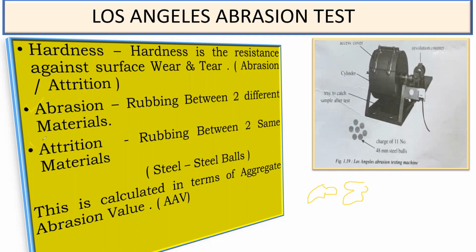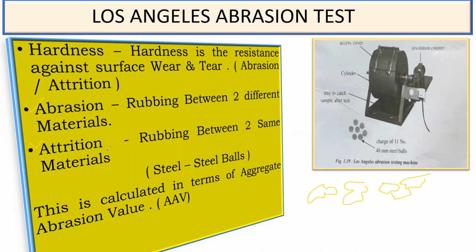When I say attrition, rubbing between the same material is called attrition. Let us say I'm taking one coarse aggregate and the other is also a coarse aggregate. Since both materials are of the same material, both coarse aggregates are made up of the same material, hence it is called attrition.